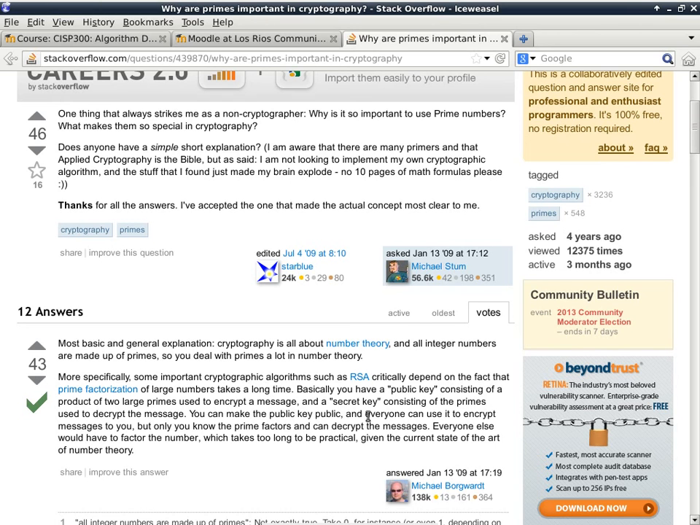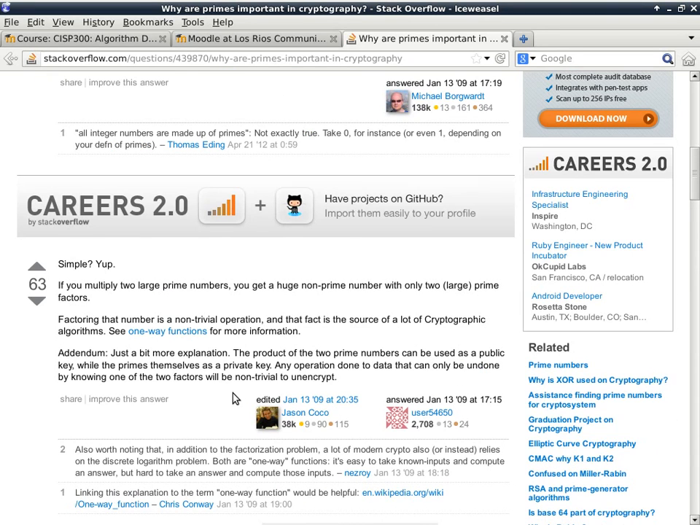You can make the public key available to everybody, but then the other key you have to hide. And then you can read the other answers. And that pretty much explains why prime numbers are useful in cryptography.